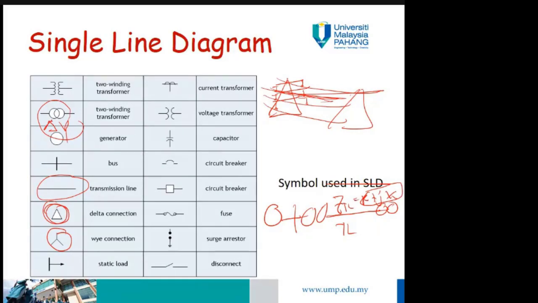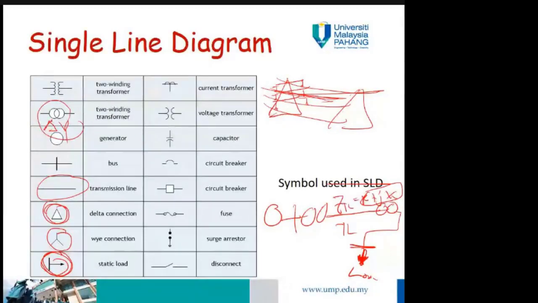Then next is the static load. A load is only shown by an arrow. Let's say this is the load connected to this line. This is the bus bar, and then this is the static load. We can draw the static load by using an arrow like this. So usually the power system engineer will know that if you draw an arrow like this, it is the load.